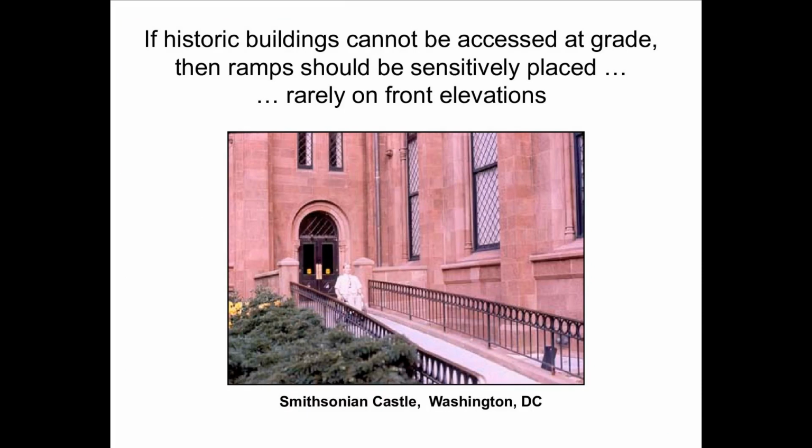If historic buildings cannot be accessed at grade, then ramps should be sensitively placed, rarely on front elevations.